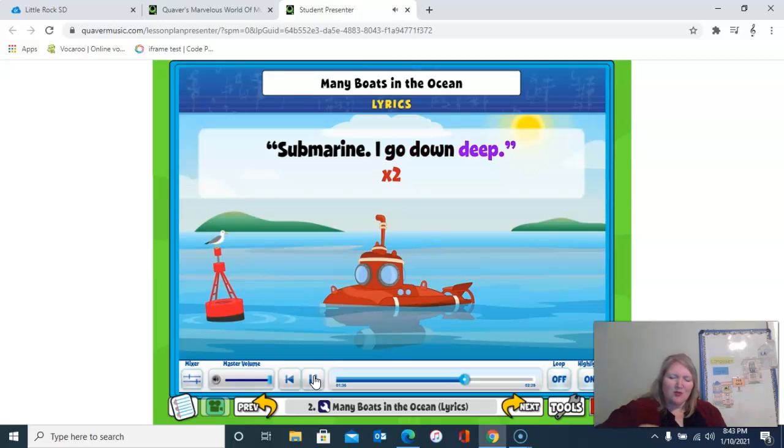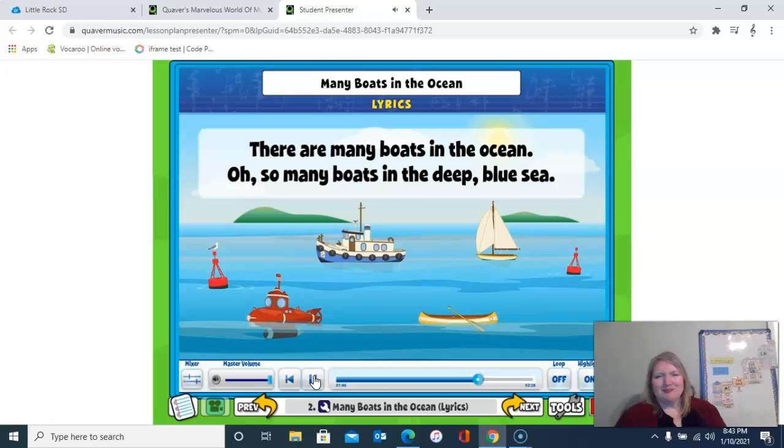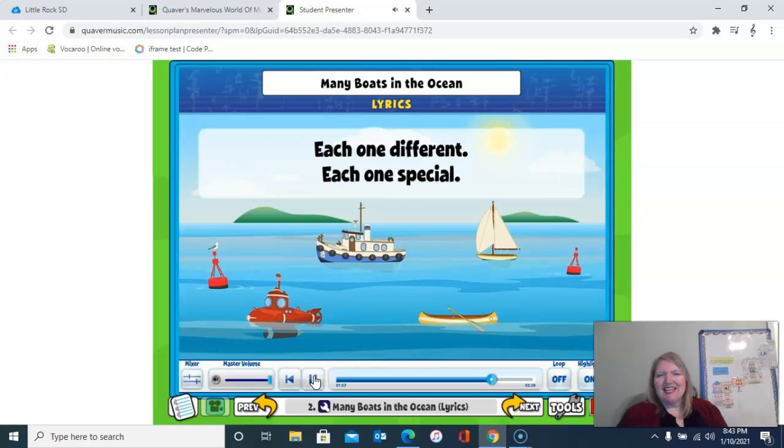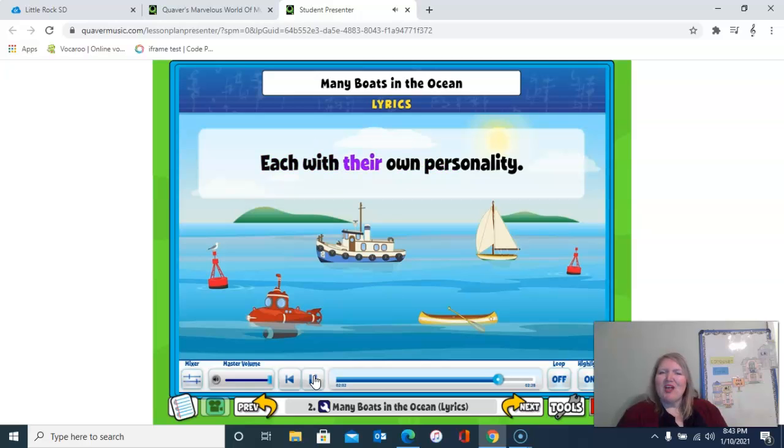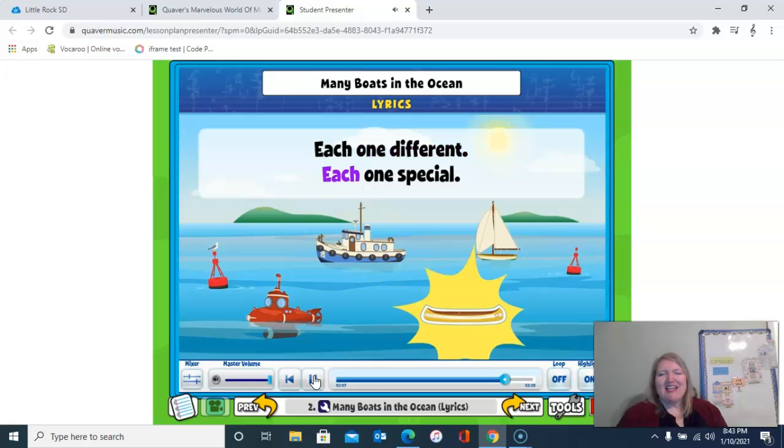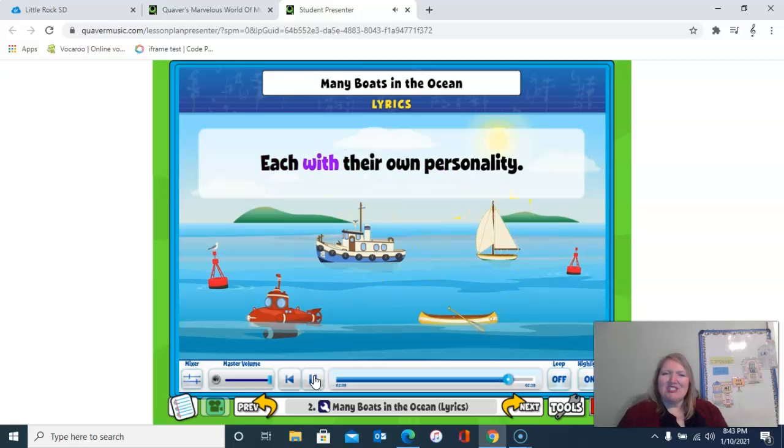Submarine, I go down deep. There are many boats in the ocean, also many boats in the deep blue sea. Each one different, each one special, each with their own personality.